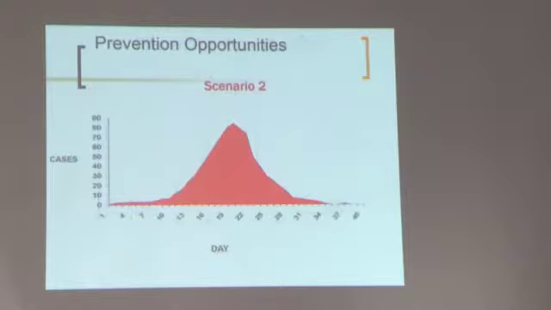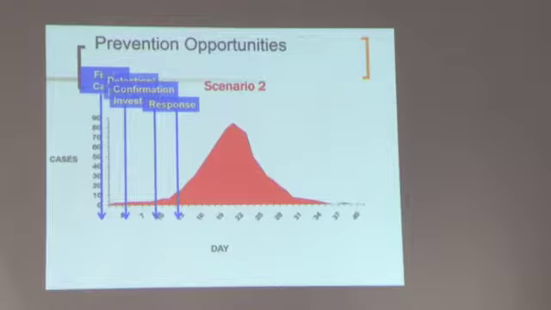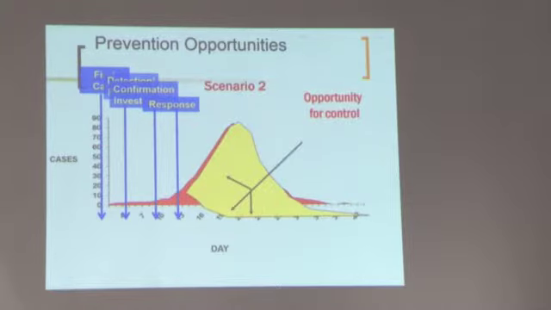Now, this is what we want. Scenario 2. The first case comes at that time. We want to detect and report as soon as possible. We want to confirm the investigation as soon as possible before the graph begins to go up. We want to initiate the response as soon as possible as the outbreak starts to go up. And if we do that, then we have a large opportunity for control. So scenario 2 is the desired situation.